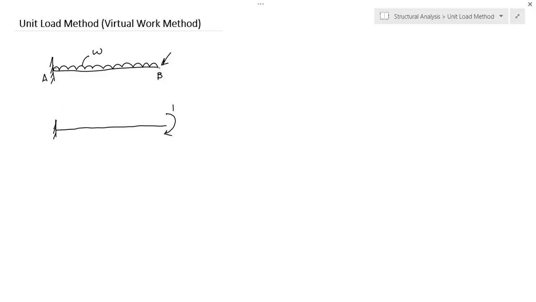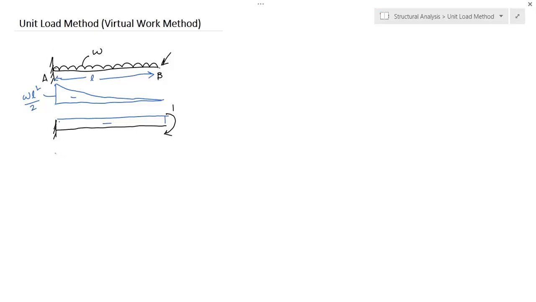Draw the bending moment diagram of the first beam, that is the actual beam. It is like this, and it is the negative sign, and this coordinate is WL squared by 2, where L is the length of the beam, and here it is a constant minus 1, the bending moment diagram on that beam. So you have got the bending moment diagram.